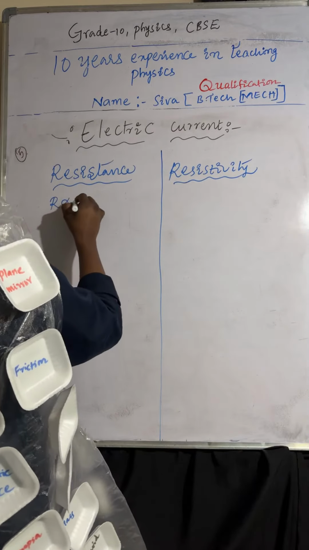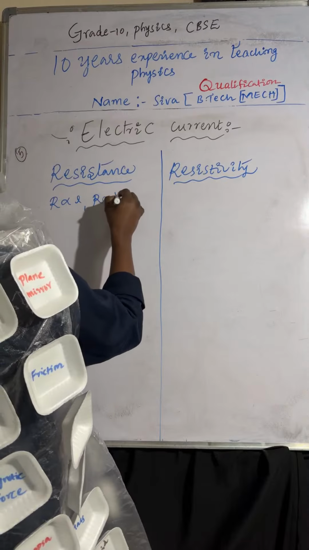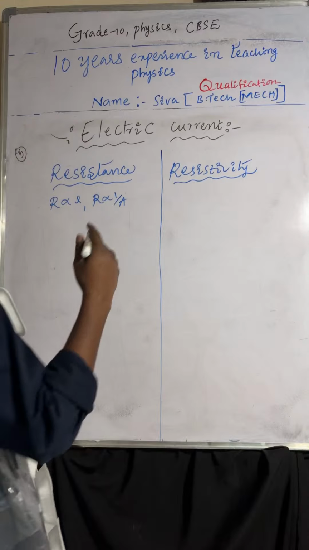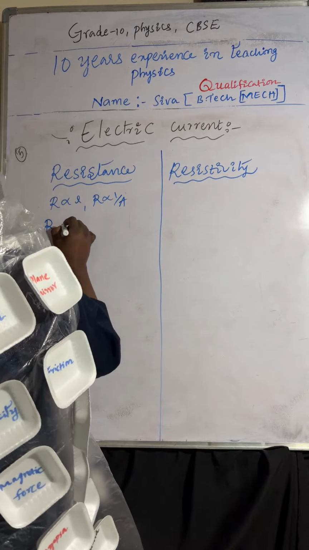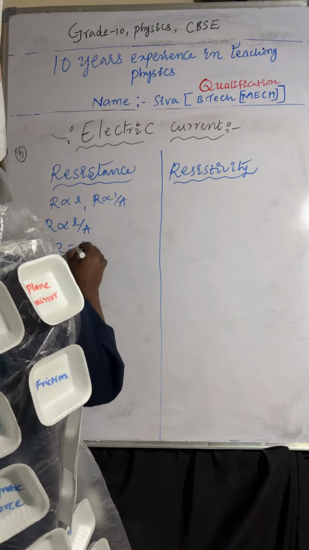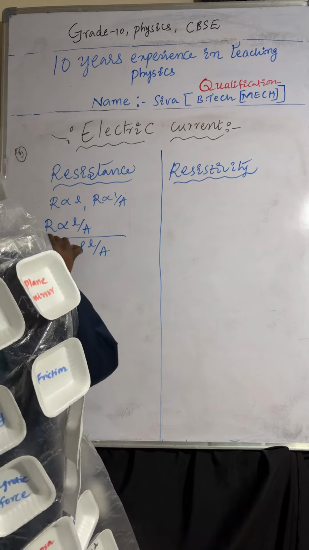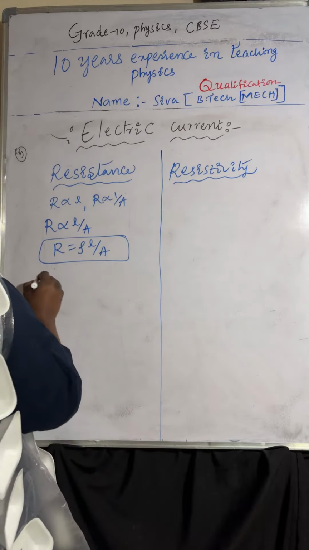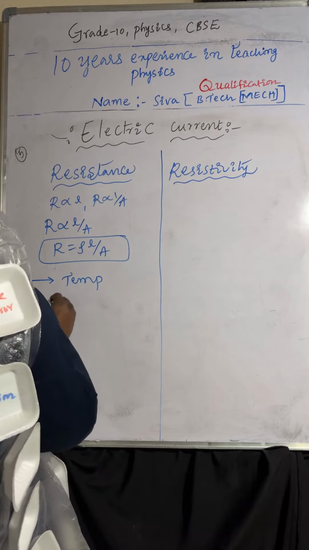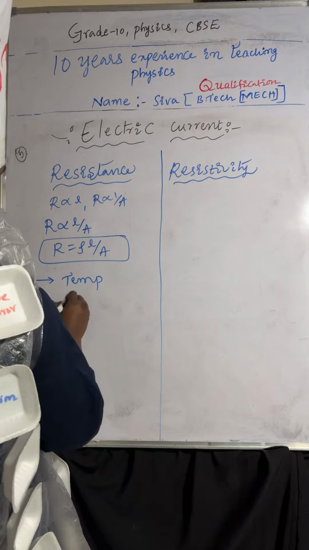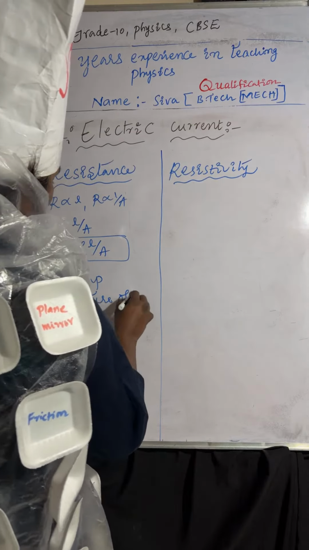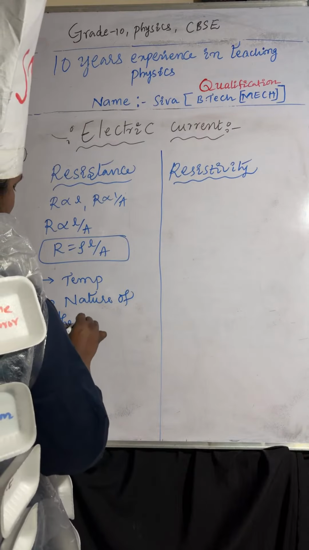So R is directly proportional to L, the length of the conductor. R is inversely proportional to A, the area of cross section. So R is directly proportional to L by A. R equals rho into L by A. This is very, very important. Resistance depends on temperature, and resistance also depends on the nature of the material. Very, very important.